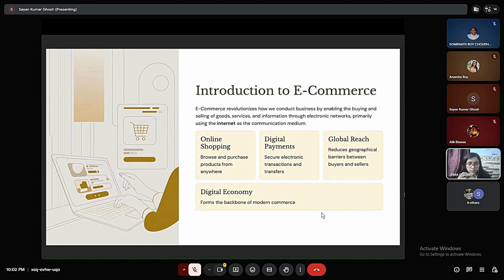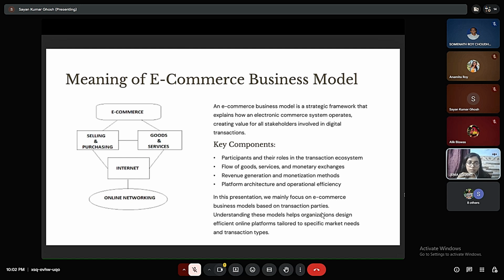Next slide. So the meaning of e-commerce business model. We've used a flowchart to explain this. So e-commerce mainly acts as a bridge between the selling and purchasing of goods and services, and the internet is acting as the medium of communication here, which is leading to online networking as a result.